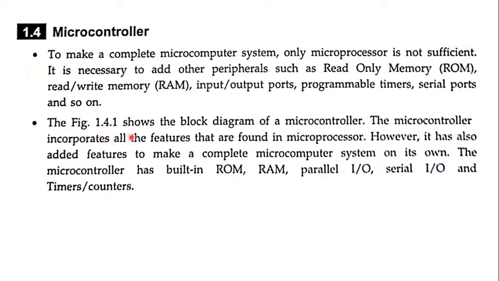So right now, as the figure shows the block diagram of a microcontroller, we are going to see that the microcontroller incorporates all the features that are found in a microprocessor. However, it also has added features to make a complete microcomputer system on its own. The microcontroller has built-in ROM, RAM, parallel input output device, and then serial input output and timer counters.